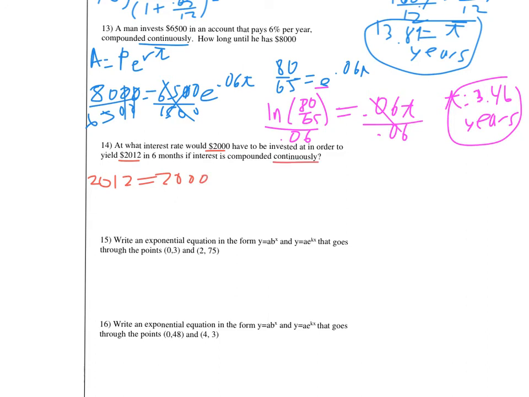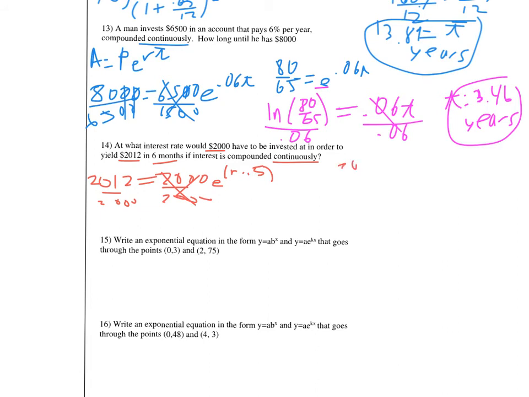And compounded continuously means we're going to use P times e to the rt. We actually don't know r here, so I'm going to leave that as a variable. And t here, 6 months, remember, is half of a year, so I'm going to do 0.5 there. So r times 0.5. Okay, so I'm going to divide the 2,000 over. Got to isolate that base first. I already know I'm going to use a natural log here.